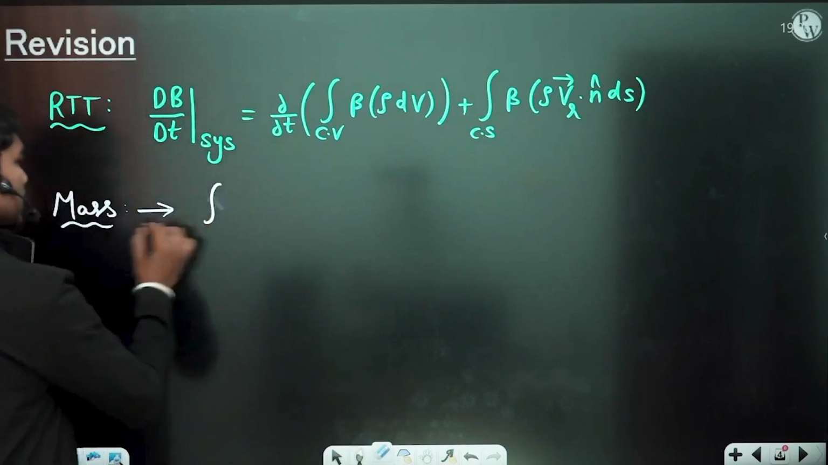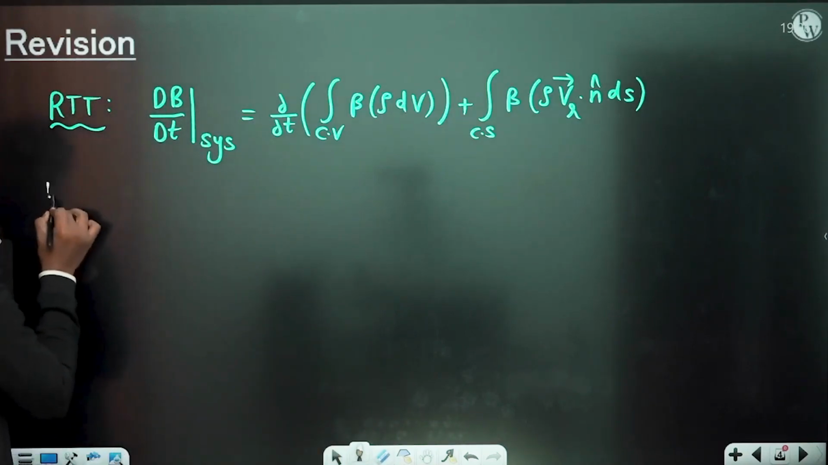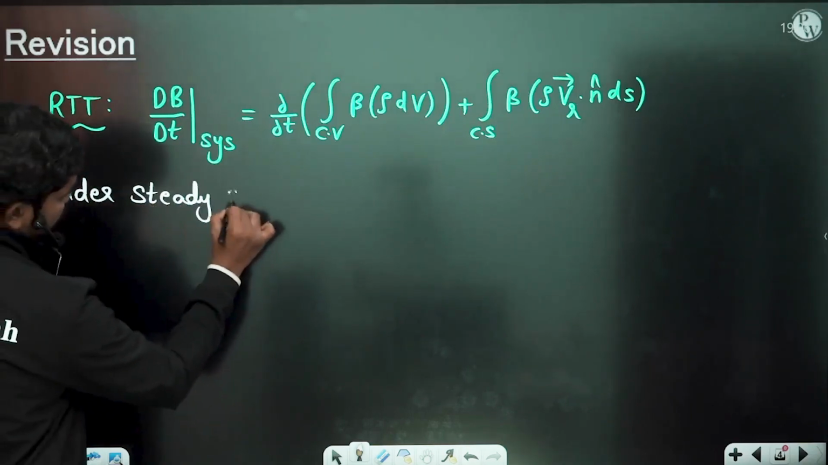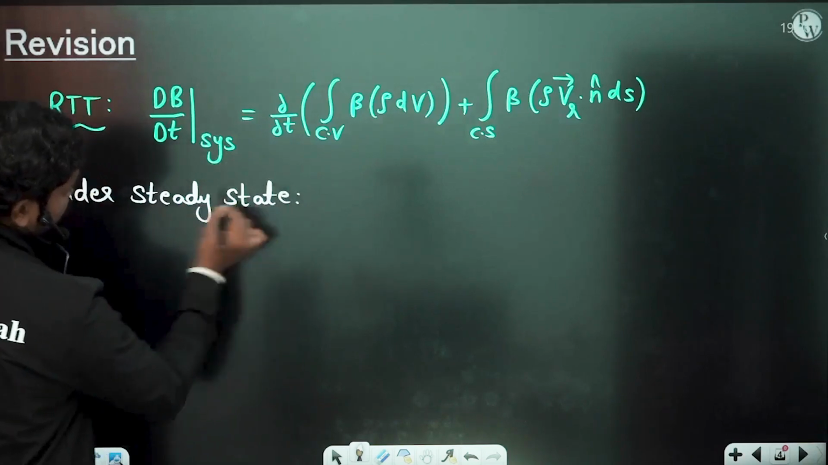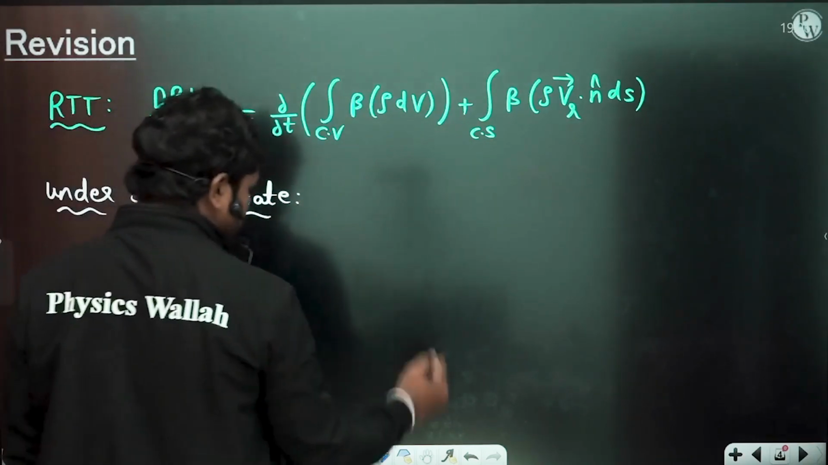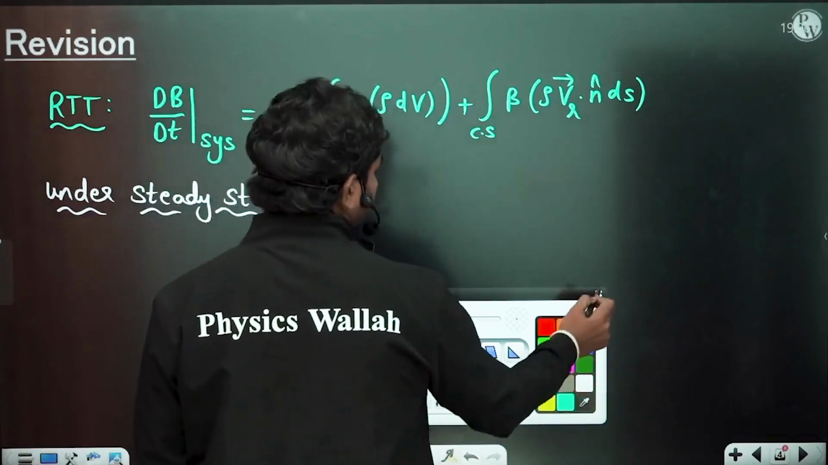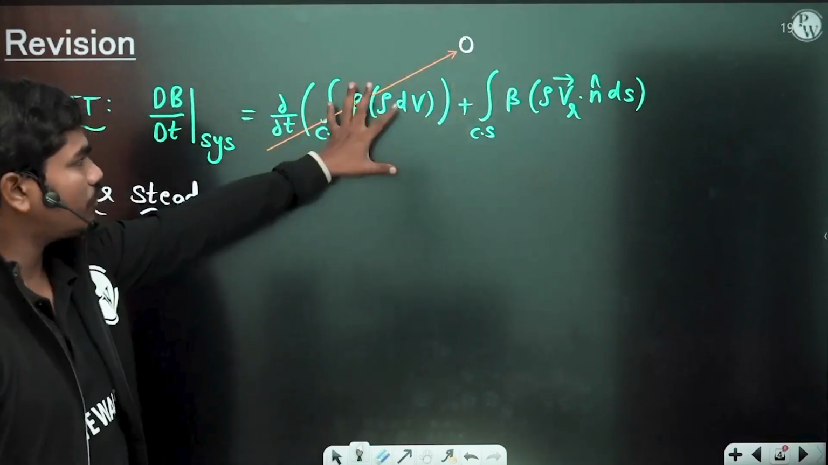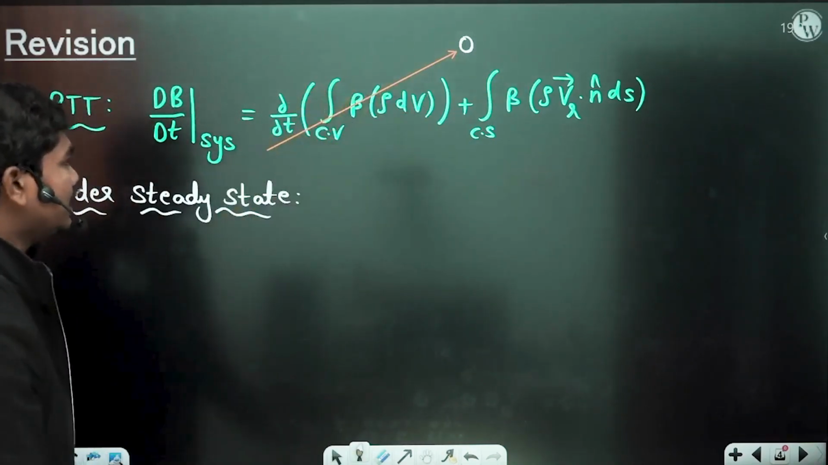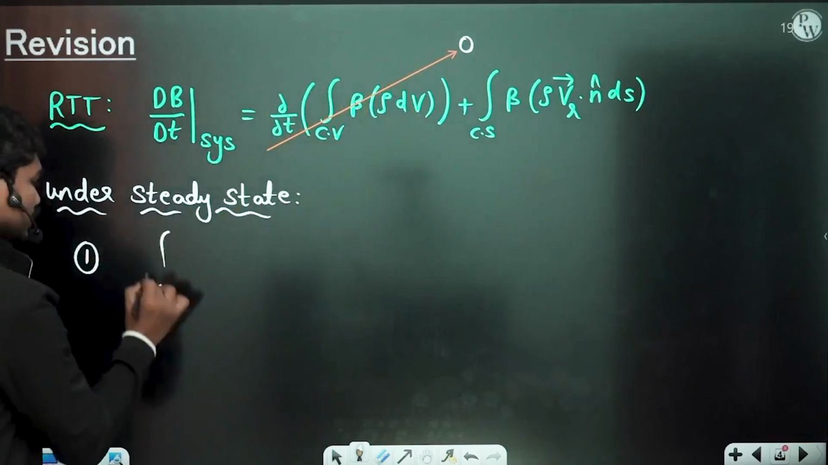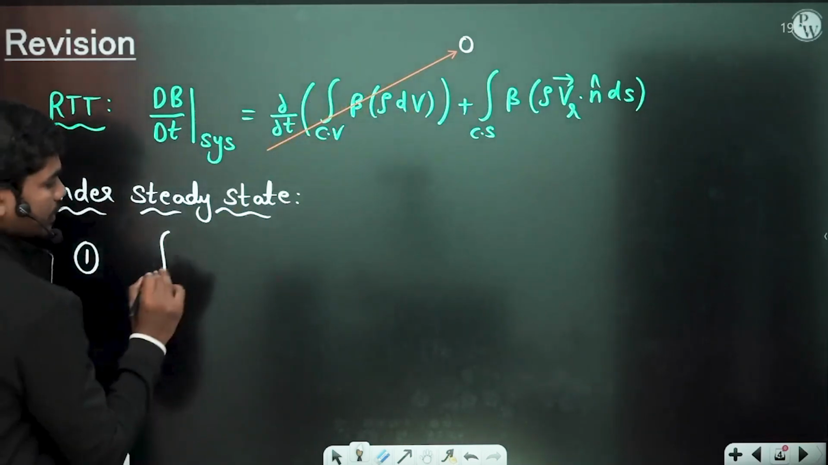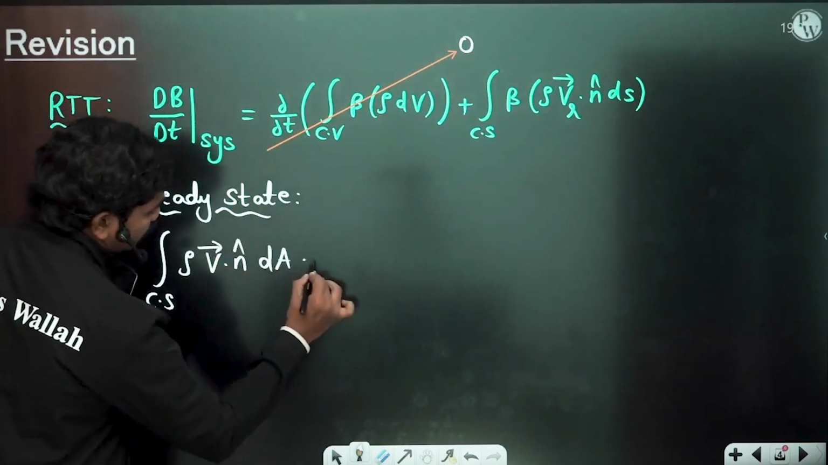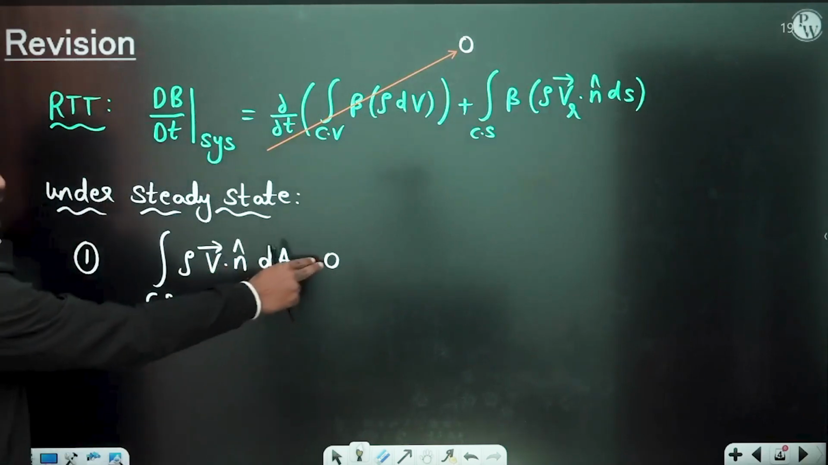Under steady state, this term is zero, because the rate of change of this quantity with respect to time is zero. So in the case of mass, the cyclic integral over the complete control surface of rho times v dot n cap dA is equal to 0. It is a dot product, so this is a scalar quantity.